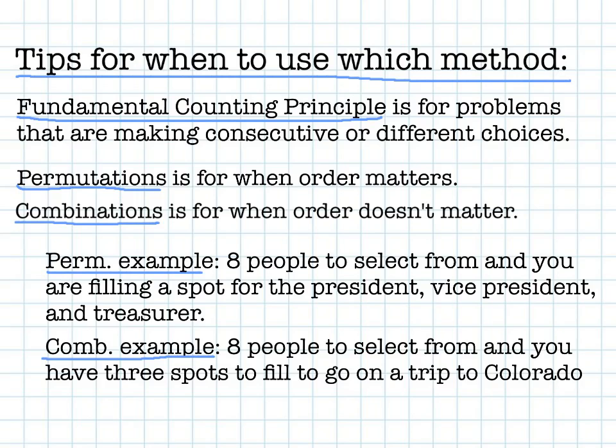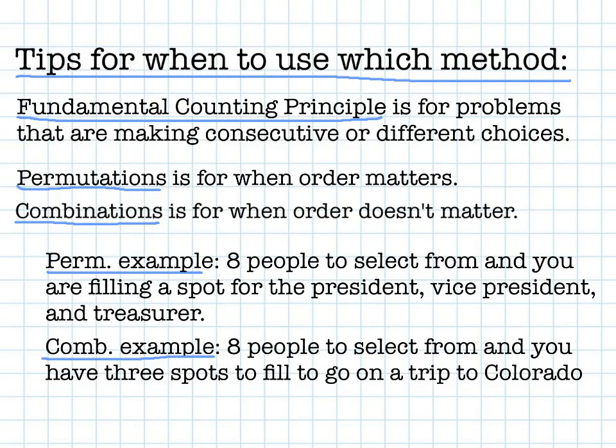Now some tips that I'd like to tell you are for each method. For the fundamental counting principle, this is for problems that are making consecutive or different choices. So they're like pick 4 out of a hat, pick 3 letters, and choose 2 of the beverages over there. So they're all different things, but you can just multiply them distinctly to each other to get the number of ways to do it. Permutation, like I was saying, order does matter. That's what makes it different. For combinations, it doesn't matter.